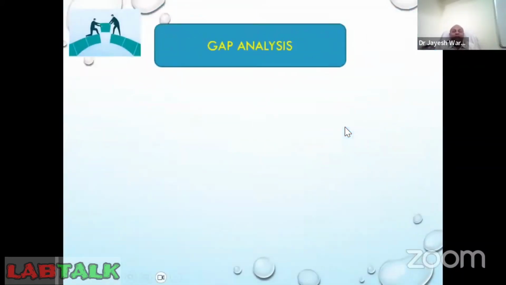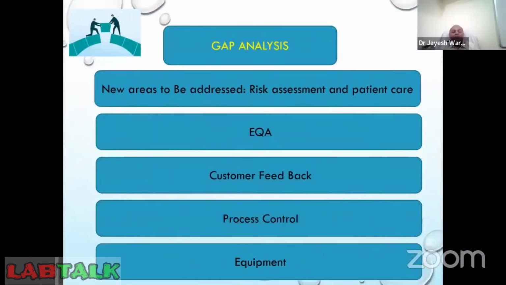Now, once the gap analysis is performed, you have to focus on some important areas while performing it. What are these important areas? One is risk assessment and patient care. Why do we want to focus on these two areas? Because we have seen that this standard places more emphasis on risk assessment and is more concerned with patient safety and patient care. So we have to give more emphasis to these two areas while performing a gap analysis.